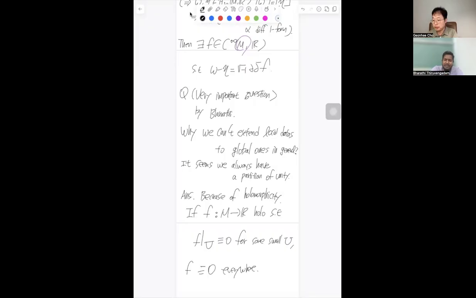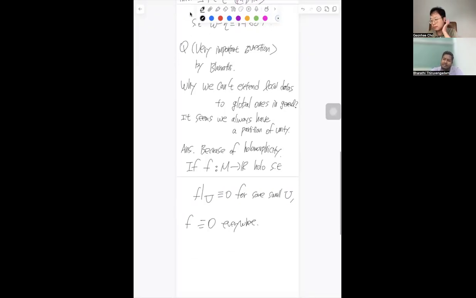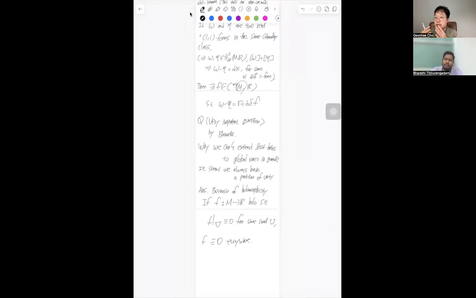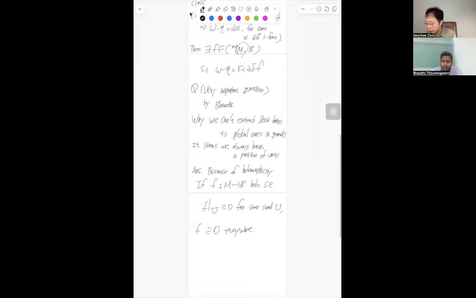So it's very important to understand that, because of that, how can you really extend the local object to a global object? This is the so-called analytic continuation, which is a completely different issue. Continuation requires so-called sheaf theory.